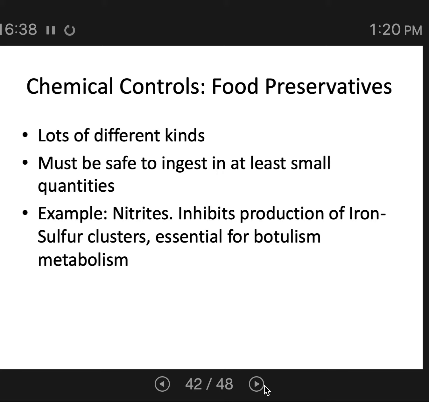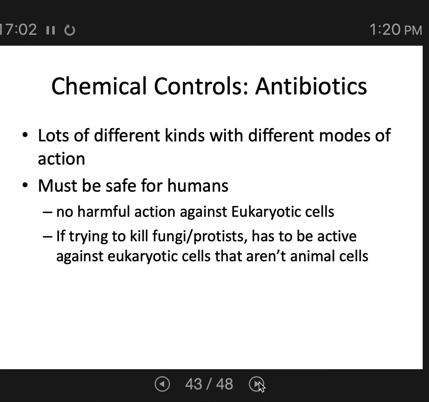So examples would be nitrates. Nitrites inhibit the production of iron sulfur clusters, which are essential for botulism metabolism. So you see how that's really specific? It's like you're just preventing botulism from growing in the food when you're using a nitrite. Okay. So different food preservatives will have different modes of action. They'll have different levels of toxicity. So they're hard to talk about as a group, but that's something to remember. It's out there as a chemical control method.